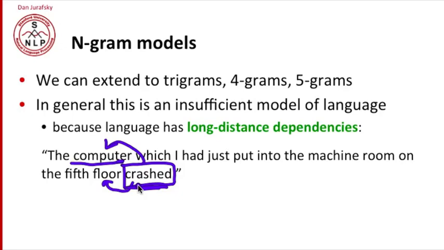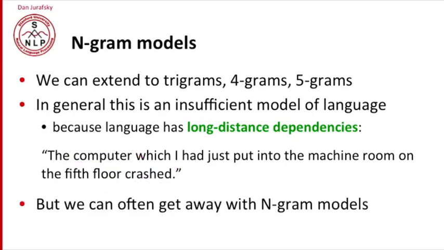So these kinds of long-distance dependencies mean that in the limit, a really good model of predicting English words will have to take into account lots of long-distance information. But it turns out that in practice, we can often get away with these n-gram models because the local information, especially as we get up to trigrams and 4-grams, will turn out to be just constraining enough that in most cases, it'll solve our problems for us.